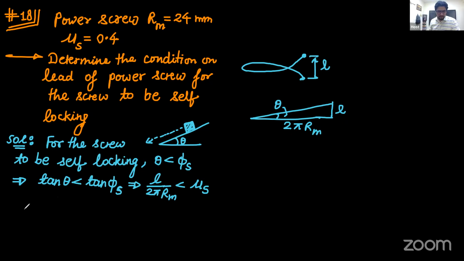So tan phi s can be written as mu s. From here I get: the lead must be less than 2 pi Rm multiplied by mu s. The Rm value is known to me, 24 millimeters, and the mu s value is known to me, 0.4.